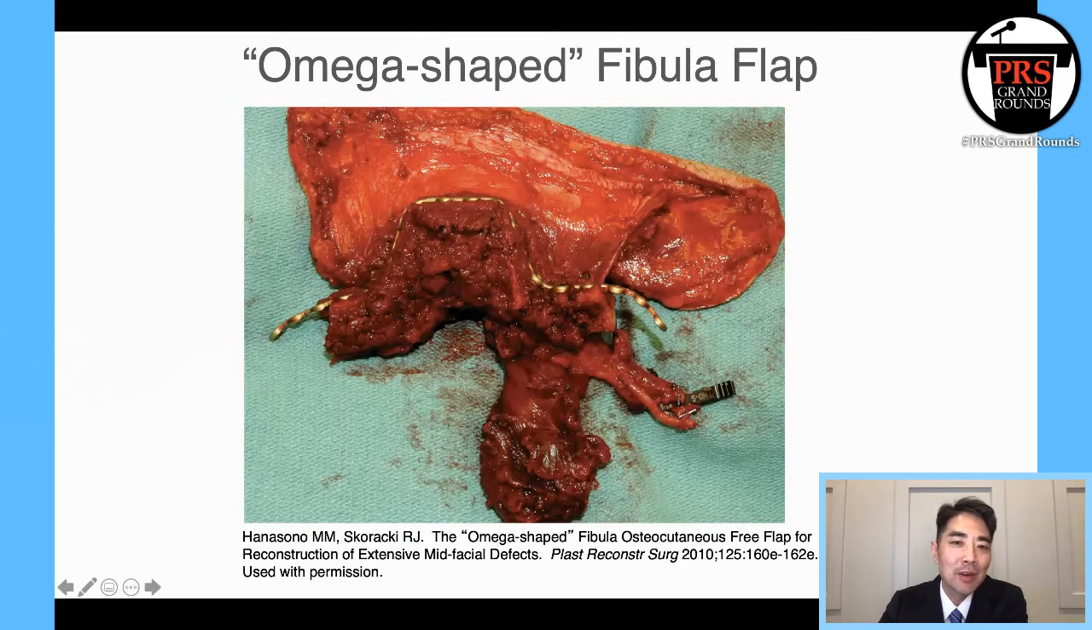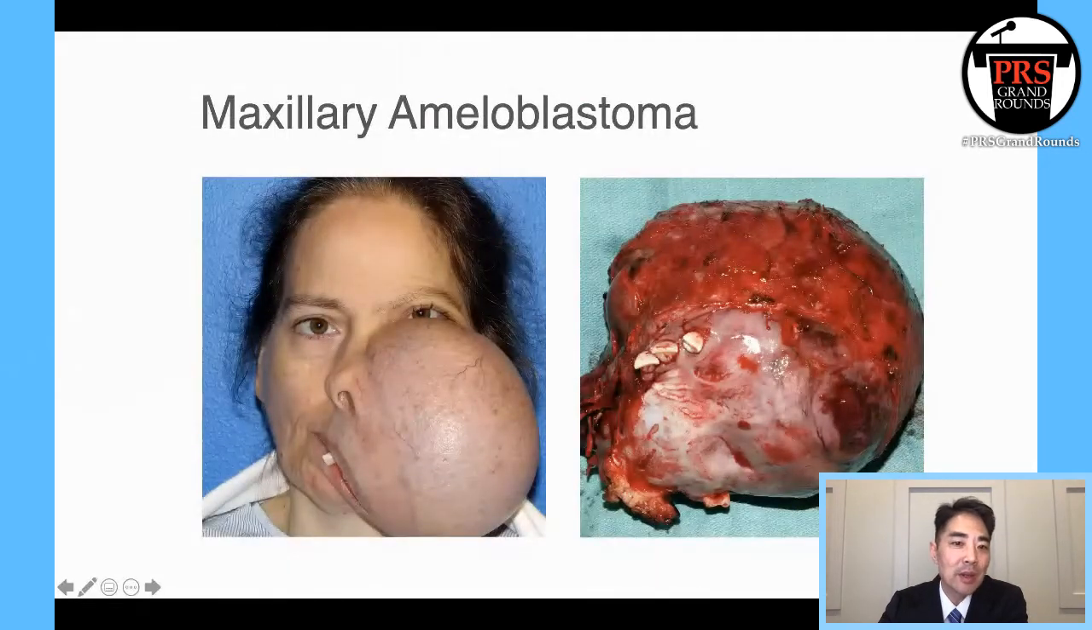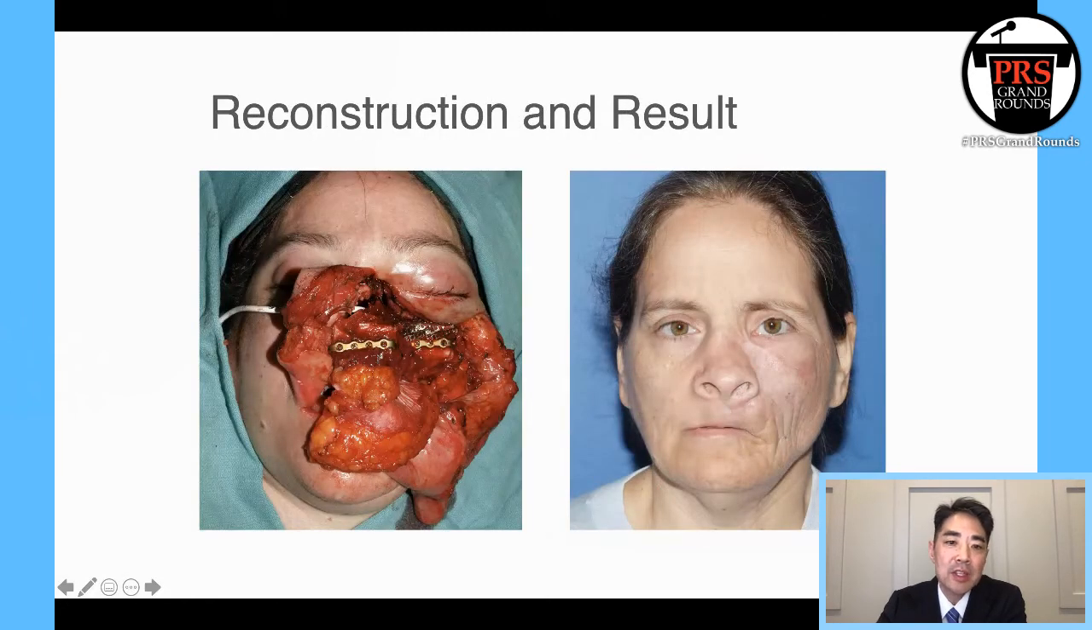It looks like the Greek letter omega when you look at it transversely. I think if you look at the reconstruction plate, you can imagine the Greek letter omega. And this is just showing that we could restore very large defects. This is a giant ameloblastoma distorting this poor woman's face. And just by accurately restoring the craniofacial skeleton with no additional soft tissue surgery, we can really get a fairly good restoration of her facial appearance with good facial symmetry.